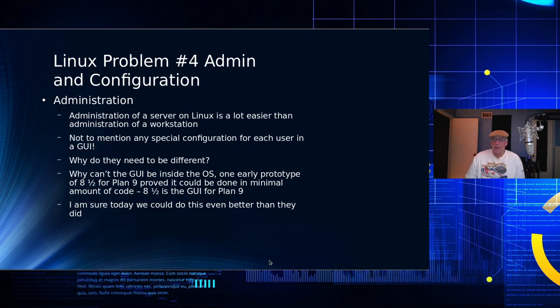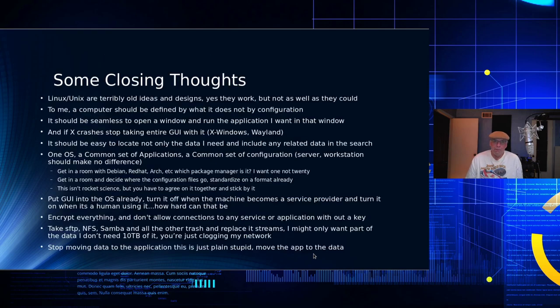Not to mention, how many different ways can you write a GUI under Linux? You have the old-fashioned X11. You also have Qt. You have all these different mechanisms that you can use. I just don't understand why this hasn't been standardized. So I'll get off my soapbox and close with some remarks. Linux and Unix are terribly old designs. Yes, they work and they work very well, but they could be better. They could be a lot better.